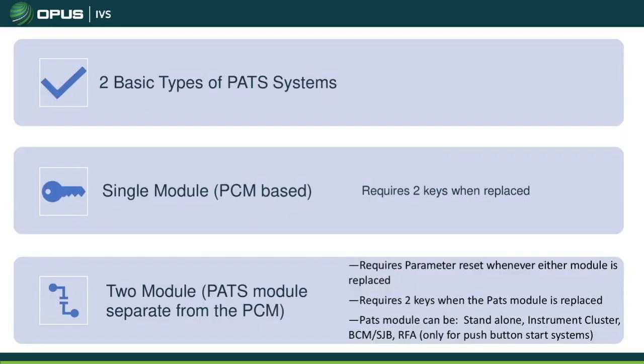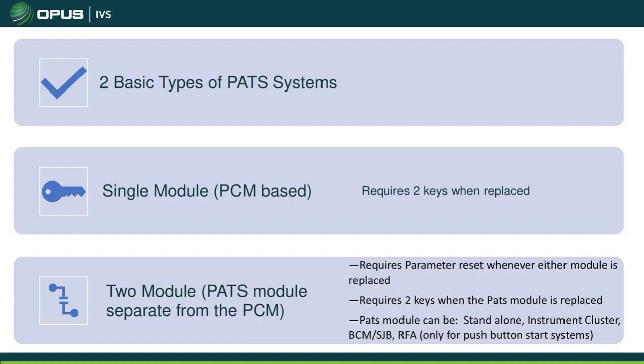So there are 2 basic types of PATS systems for those of you who are encountering them. We have a single module, or PCM based system, where only the PCM is involved. The PATS antenna is wired to the PCM. If we put a PCM in, we need 2 keys when we write the software because we have to have 2 learned. And if that's all we're doing, that's the only time we're touching keys.